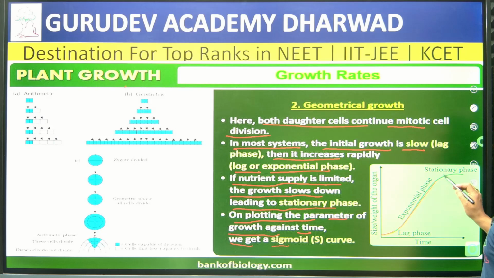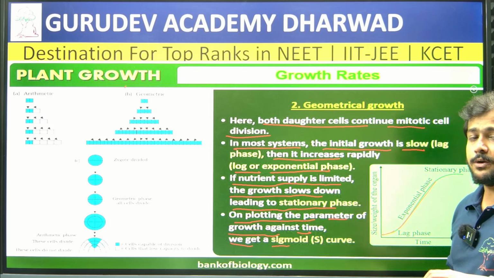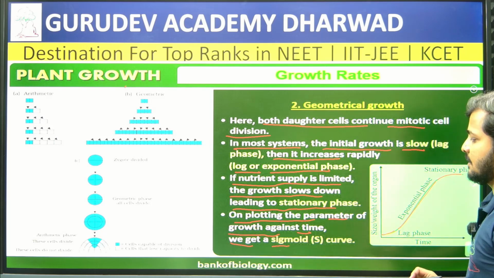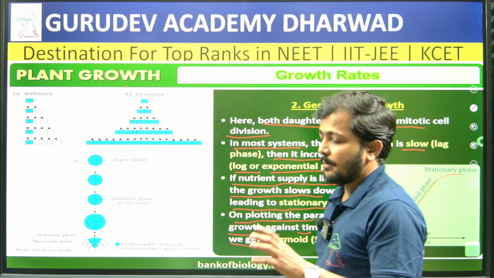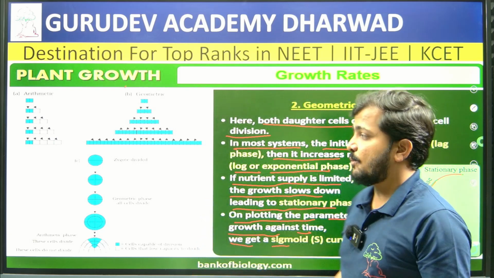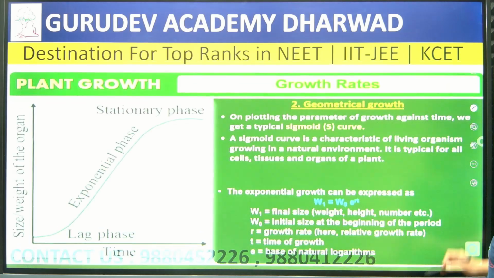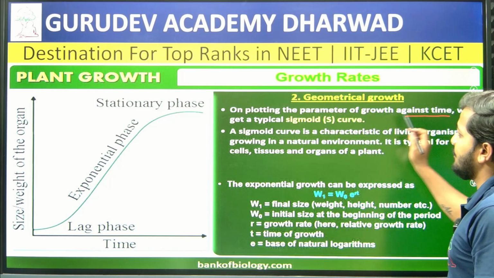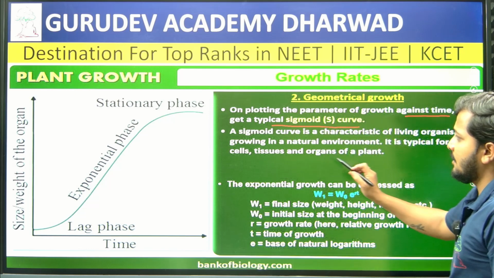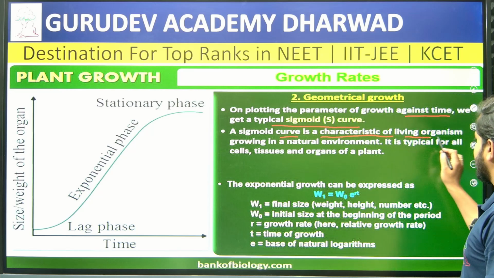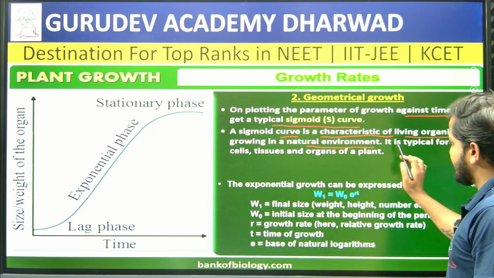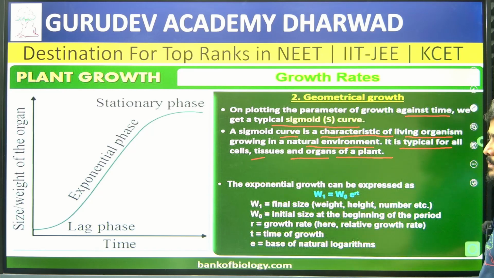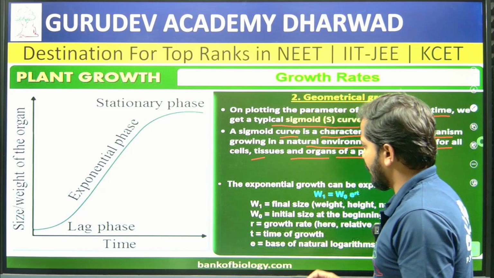Now after a certain period of time, when the nutrient availability becomes limited, it is going to form a stationary phase, right? So majorly geometrical growth shows a sigmoid curve, on plotting parameters of growth against time. A sigmoid curve is characteristic of living organisms growing in a natural environment, and it is typical for cells, tissues and organs of the plant. This we can apply to all organisms actually.